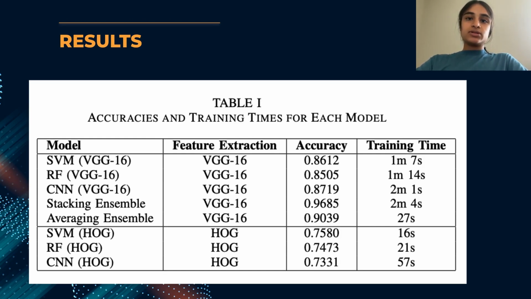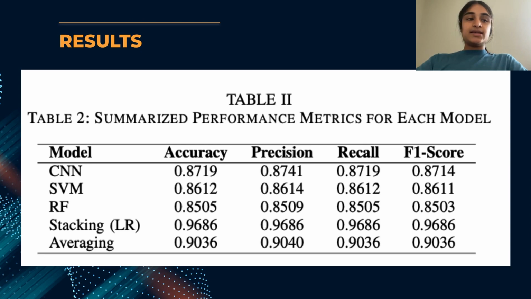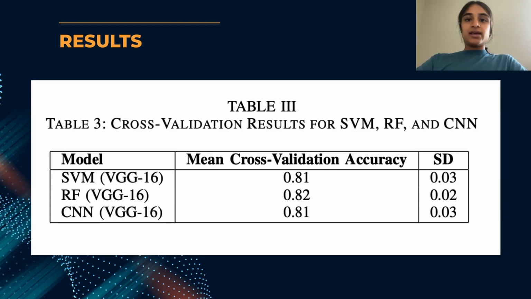The first table looks at the feature extraction method used, the accuracy, and the training time. The second table looks at the accuracy, precision, F1 score, and recall. And the third table looks at the mean cross-validation accuracy and the standard deviation.